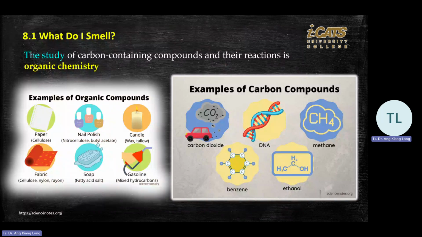So what are the organic compounds? What are the carbon compounds? Organic compound means it comes from living things. It comes from a cell and so on. Carbon compound is what we are going to focus on. The simplest one is CO2, carbon dioxide. Carbon dioxide, methane, benzene, and ethanol. These are the three famous members in chapter 7. Right?